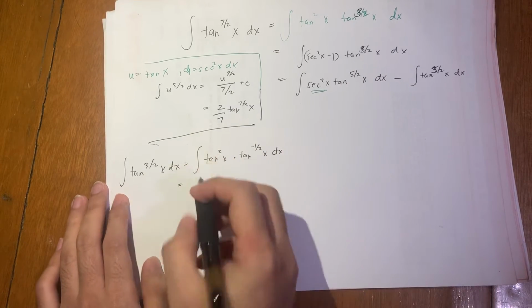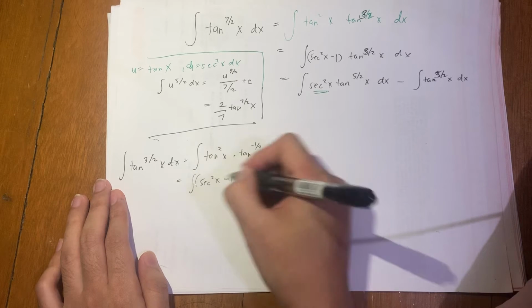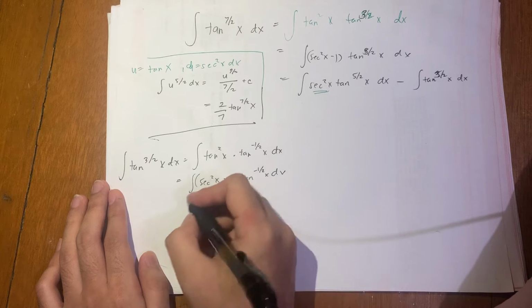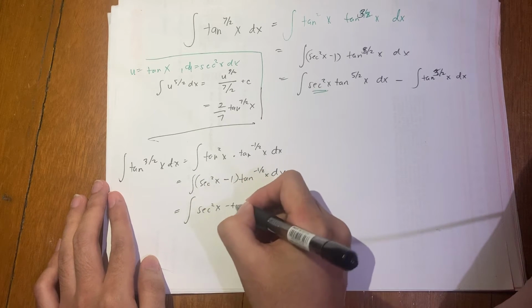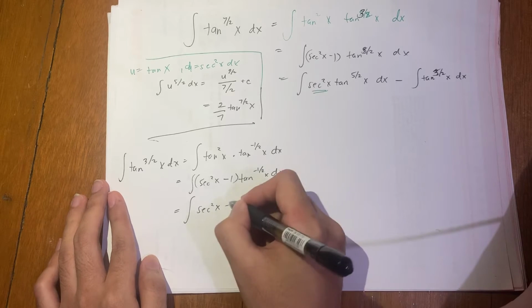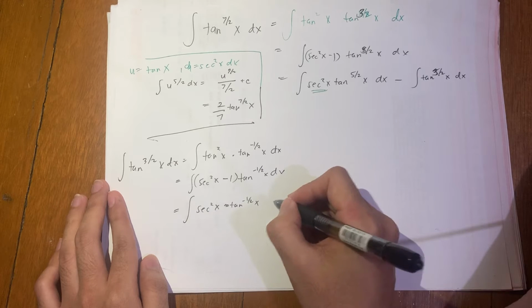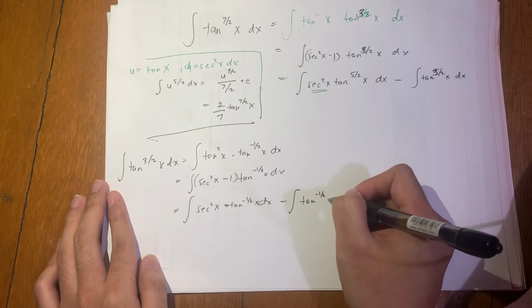So this becomes, again, secant squared x minus 1 times tangent to the negative 1 half x dx. I can again distribute the tangent to the negative 1 half. That's the integral of secant squared x times tangent to the negative 1 half x dx minus the integral of tangent to the negative 1 half x dx.